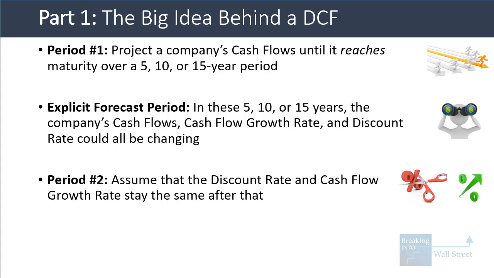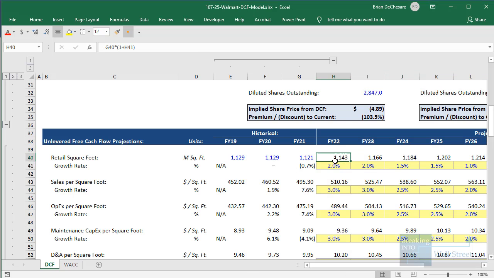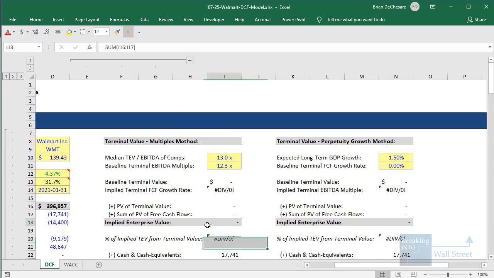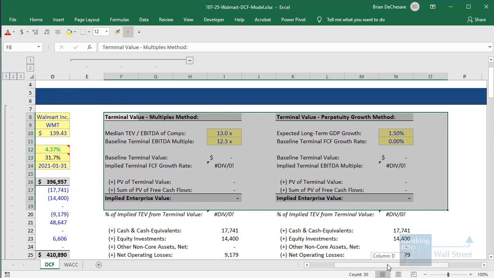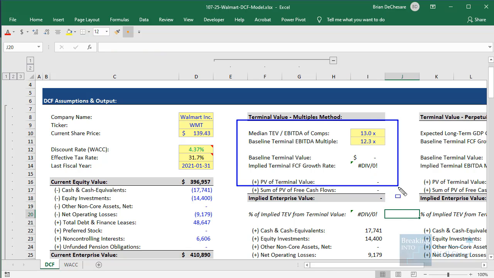Now, the second period is where you assume that the discount rate and the cash flow growth rate stay the same into the future. This is called the terminal period, and in this period, the company's cash flow can and does change each year, but the growth rate and the discount rate do not change. And typically this is not an actual explicit part of the Excel file. Instead, it's just something that you project at the top or on the side, and it's sort of an accessory. You project what the company will look like in that period, and since it doesn't really change, it's actually fairly simple, and you can just do it with a few simple assumptions and a few simple rows in Excel. So that's the big idea behind a DCF.